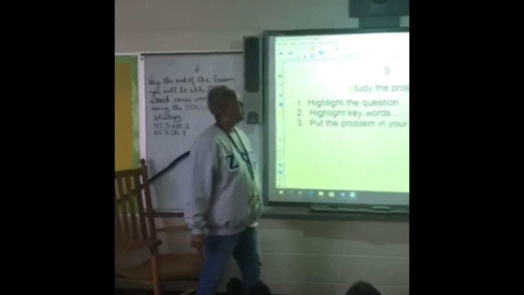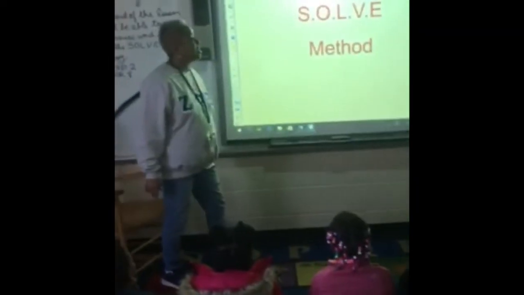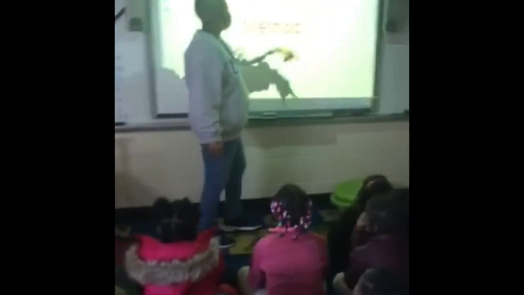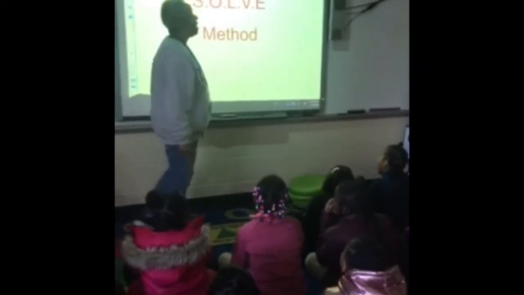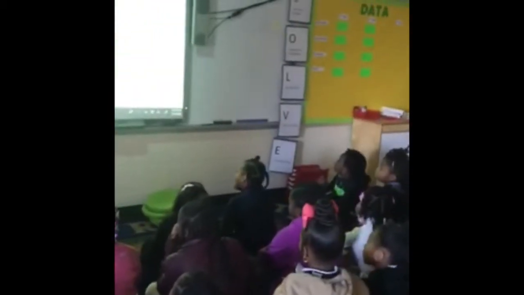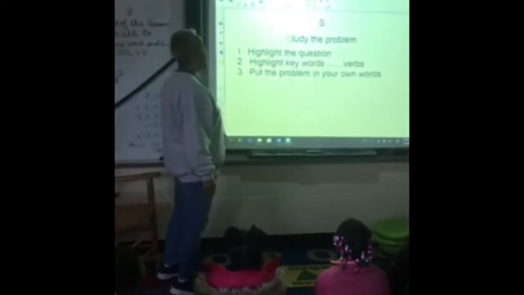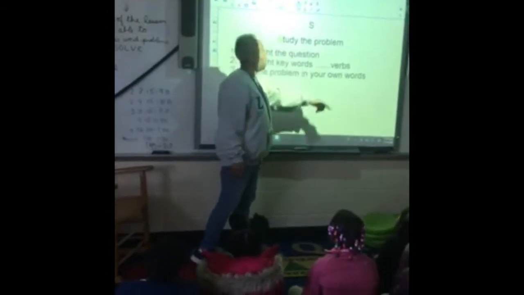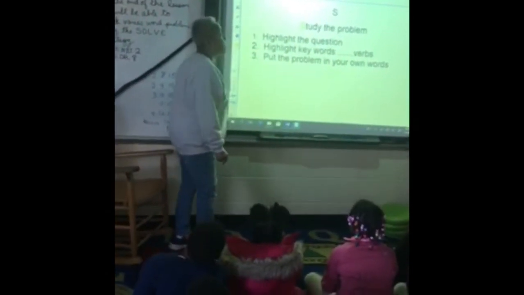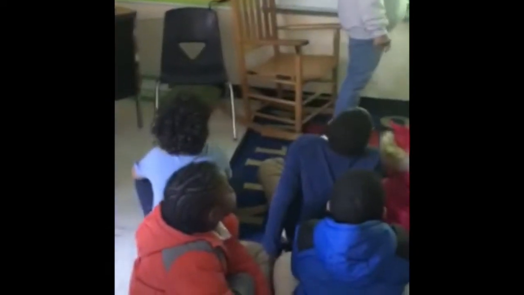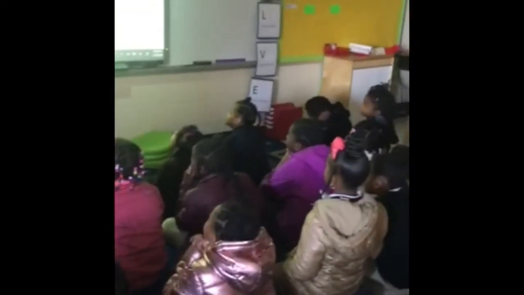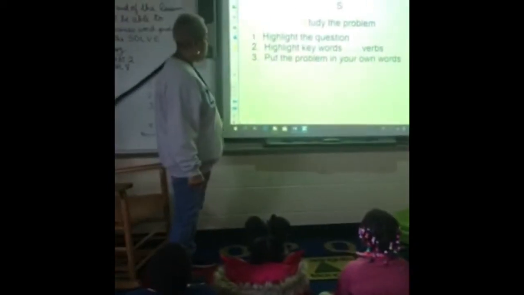Once again, I would like to introduce to you what is known as the solve method. Each letter spells the word solve, and each letter means something. S is study the problem. During the study the problem part, you are to highlight the question, highlight key words, verbs, put the problem in your own words.